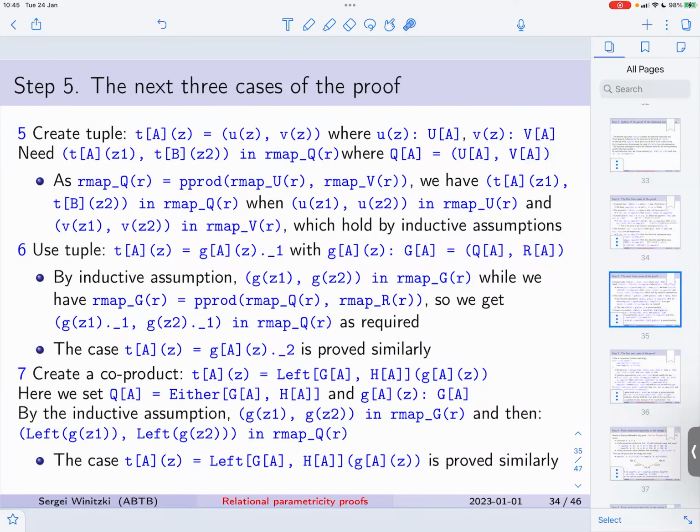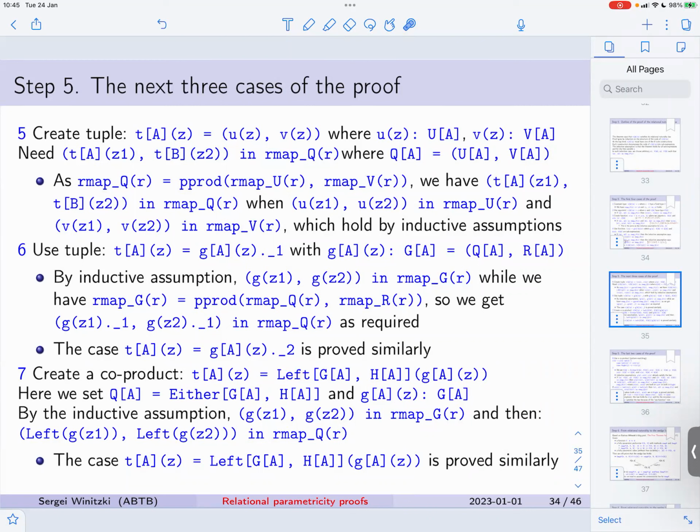The next case is when we create a coproduct. Now, let's say we create a left of some here sub-expression, and this sub-expression has some type G of A. And so we assume that our type Q is an either of G of A and H of A, where H is some other type, but we're not going to use since we're creating just a left.